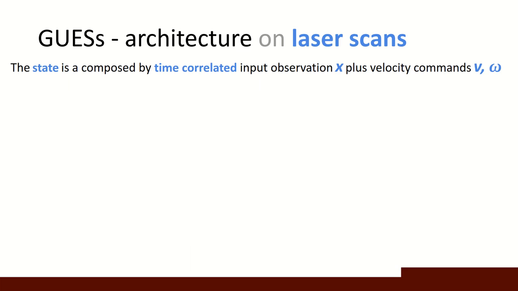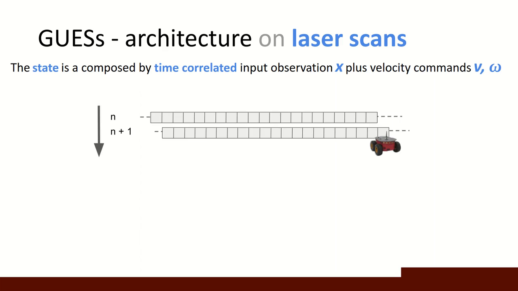GUESS has a very flexible architecture that is agnostic to the state of observation, hence it can be used in any domain and application. In this work we consider the case of 2D laser scans coming from a range sensor. GUESS is an iterative algorithm that at each time step exploits t time-correlated input observations, couples them with velocity commands, linear and angular velocity, and predicts the observation that the robot is going to perceive at t prime time steps in the future.